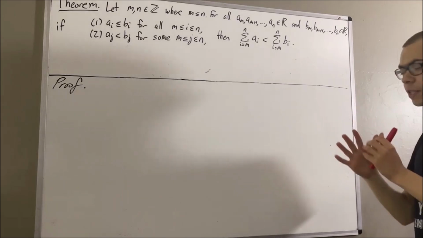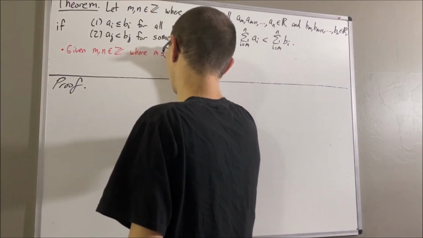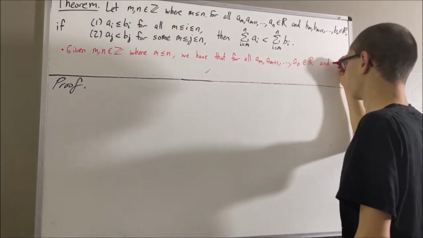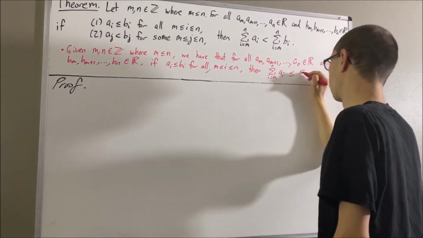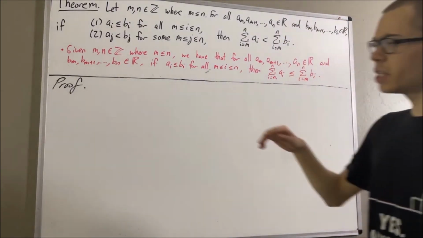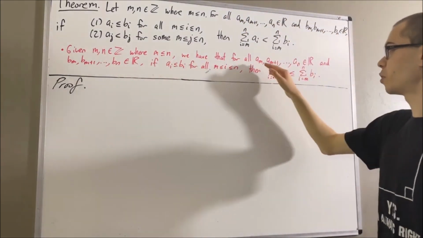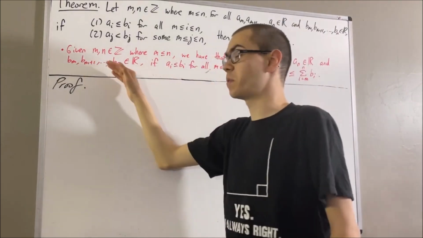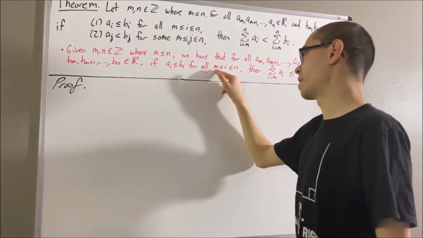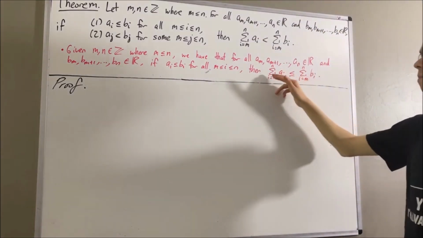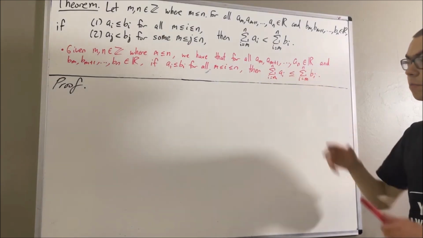Okay, now in proving this theorem, we are going to rely on the following fact. Given integers m and n, where m is less than or equal to n, we have that for all listed real numbers a_m through a_n and b_m through b_n, if a_i is less than or equal to b_i for all integers i between m and n, then the sum from i equals m to n of a_i is less than or equal to the sum from i equals m to n of b_i.